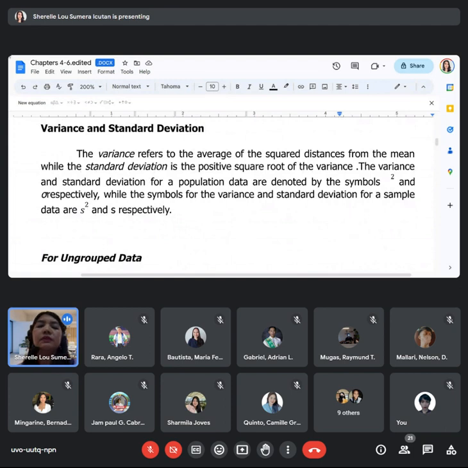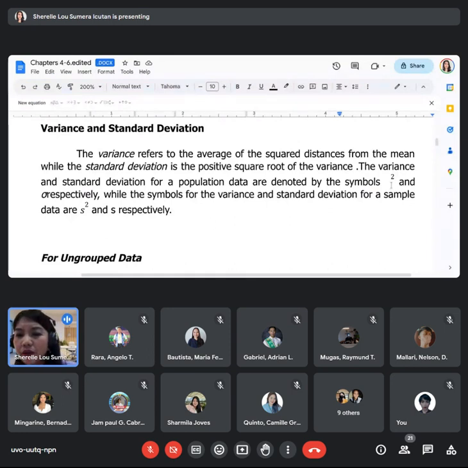Next, we move on to the variance and standard deviation. What is a variance? Variance refers to the average of the squared distances from the mean, while the standard deviation is the positive square root of the variance. So for the variance, you don't have a square root, but in your standard deviation, you have to compute for the square root of that variance.